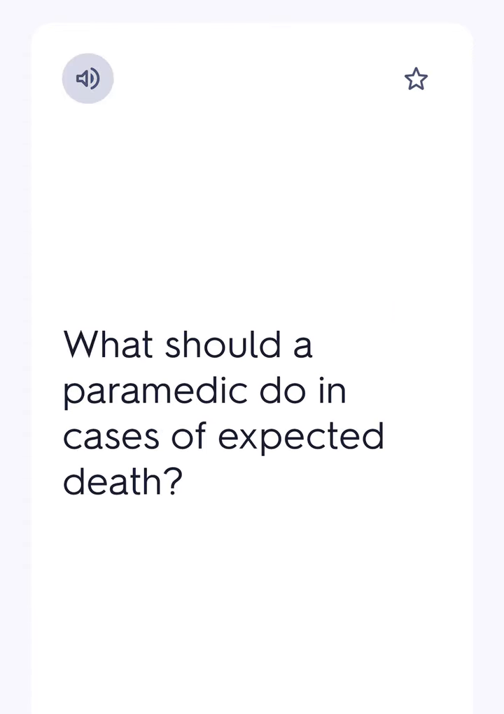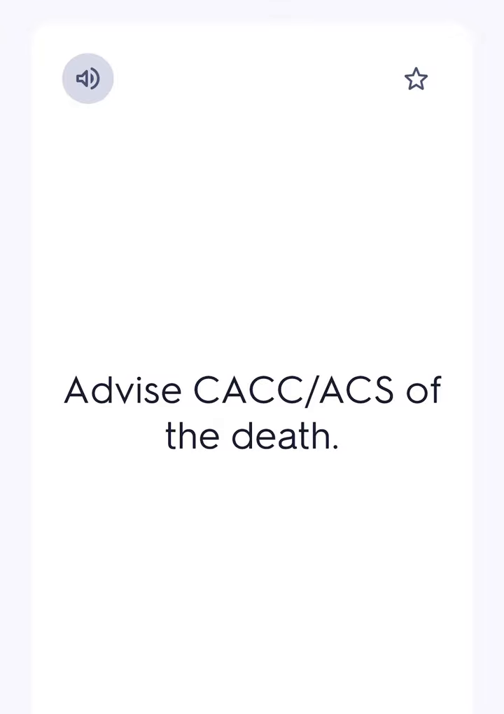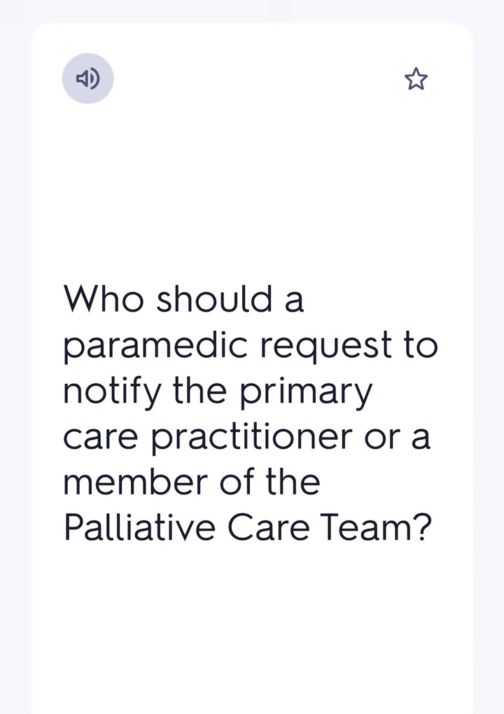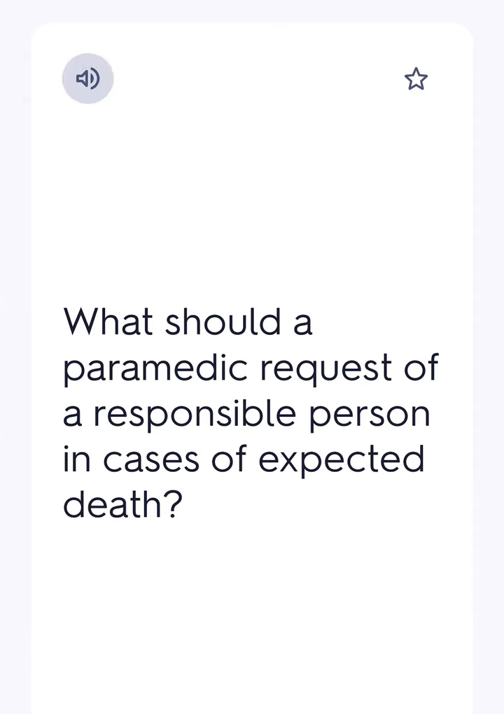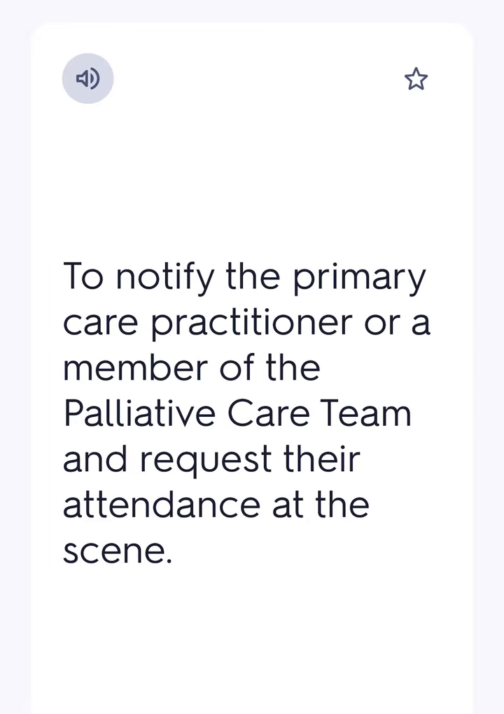What should a paramedic do in cases of expected death? Advise CCC/ACS of the death. Who should a paramedic request to notify the primary care practitioner or a member of the palliative care team? A responsible person, if one is present. What should a paramedic request of a responsible person in cases of expected death? To notify the primary care practitioner or a member of the palliative care team and request their attendance at the scene.